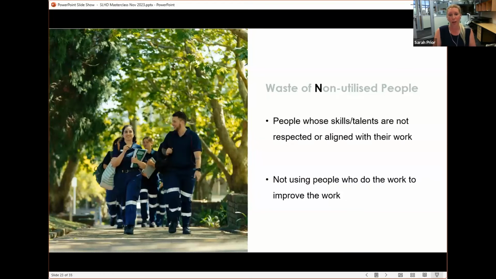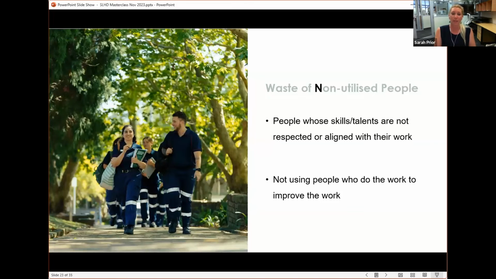So waste of non-utilised people. So that refers to people whose skills or talents are not being respected within the workplace or not aligned with the work that they're doing. So really about not using people who do the work to improve the work. So some examples are underutilising clerical or administrative skill sets. So for example, in outpatient department, an administration staff member approaches a NUM or a registrar or a consultant about making some changes to how appointments are booked because he notices that patients are waiting on average 2 hours for their appointments on a Friday.